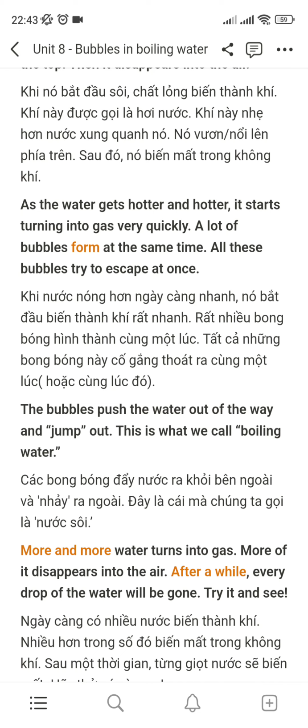A lot of bubbles form at the same time. All these bubbles try to escape at once. Bubbles push the water out of the way and jump out. This is what we call boiling water.